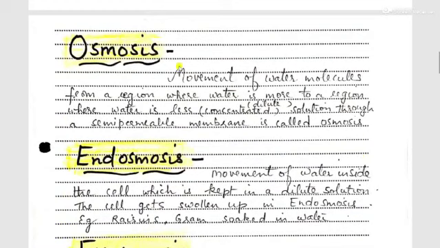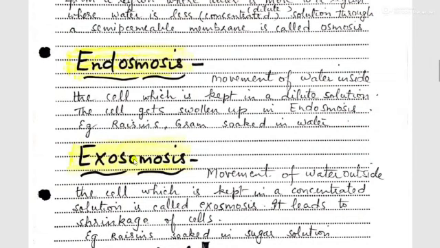What is osmosis? Movement of water molecules from a region where water is more to a region where water is less. This means where water is more, that is called a dilute solution, and where water is less, that solution is called concentrated solution. So movement of water molecules from a dilute solution to a concentrated solution through a semi-permeable membrane is called osmosis. Now there are two types of osmosis, endosmosis and exosmosis.